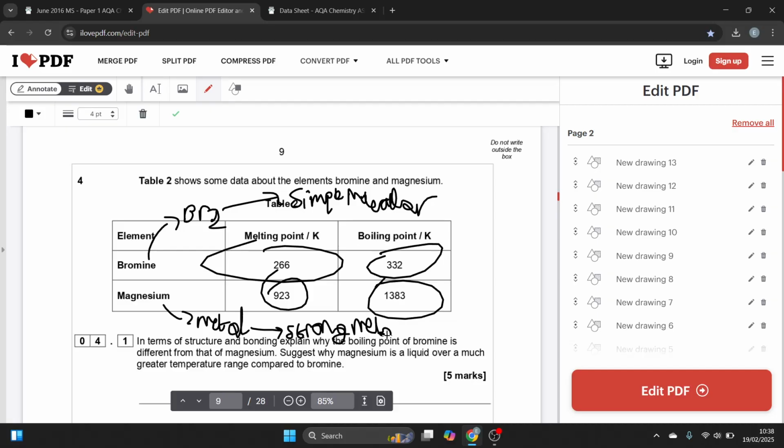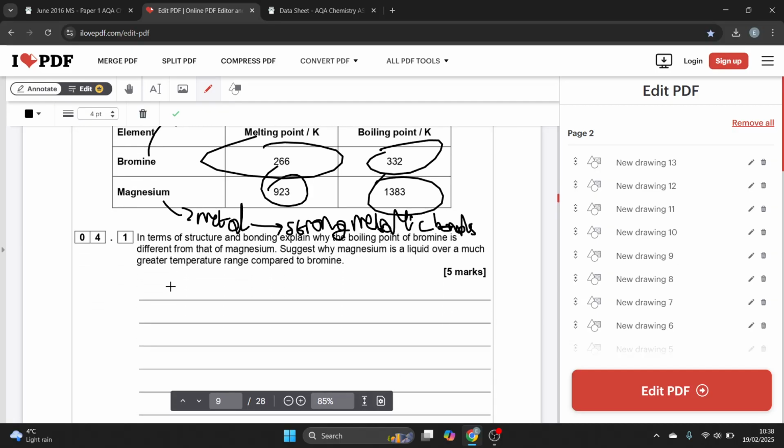Sometimes there'll be examples that you've already learned, like silicon, etc. But sometimes they'll just give you a metal. It won't tell you it's a metal, but you need to understand that's a metal, so it's gonna have metallic bonds. That's just bromine, so it's gonna be simple molecular.